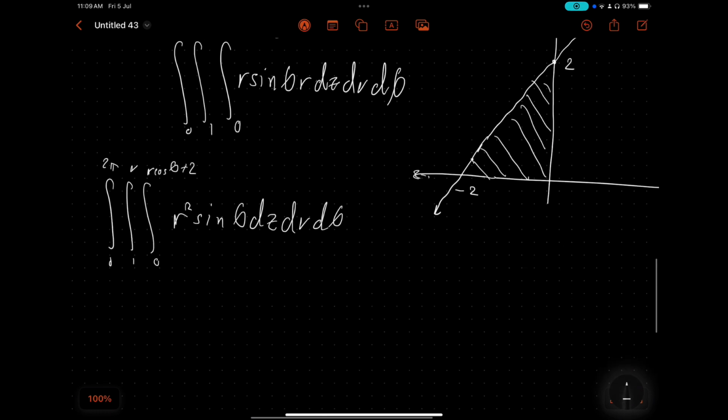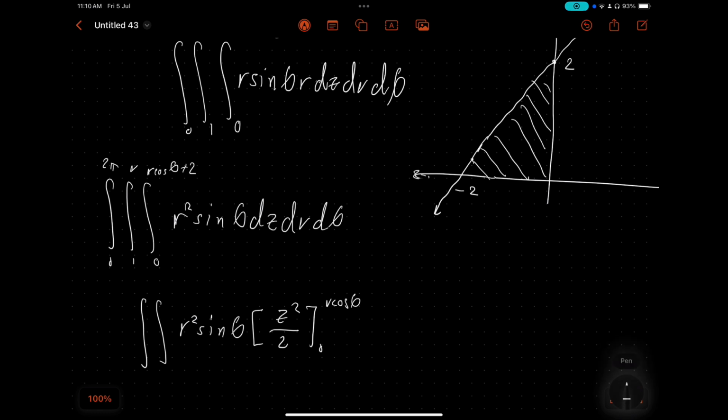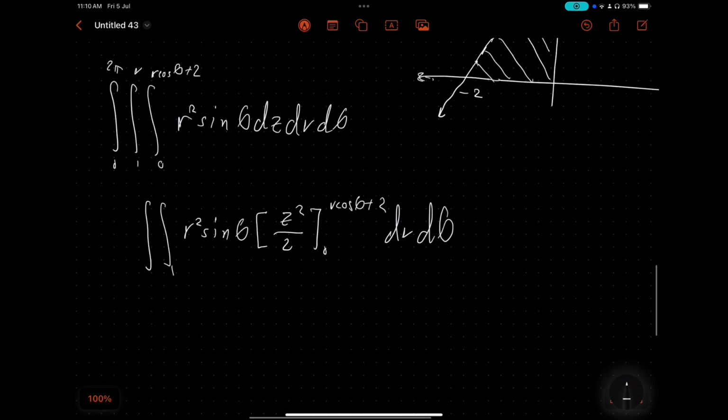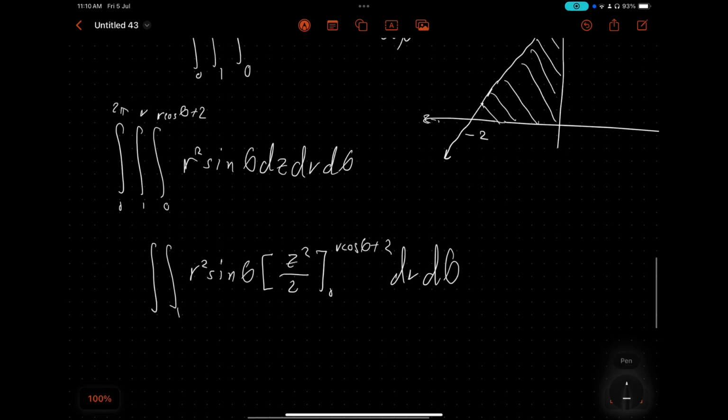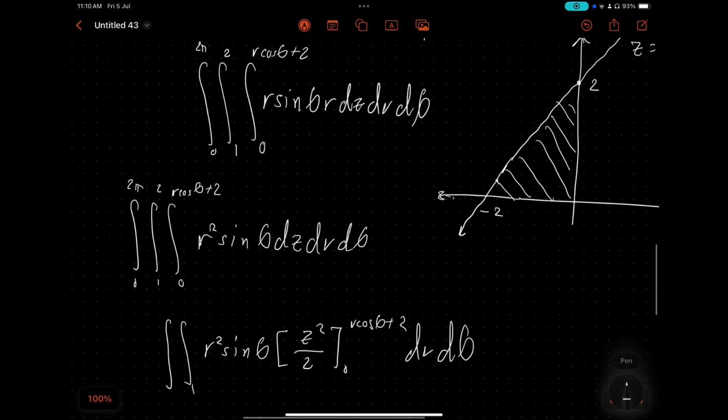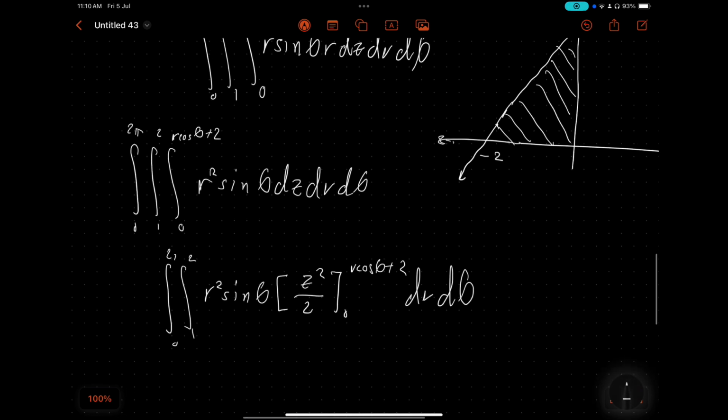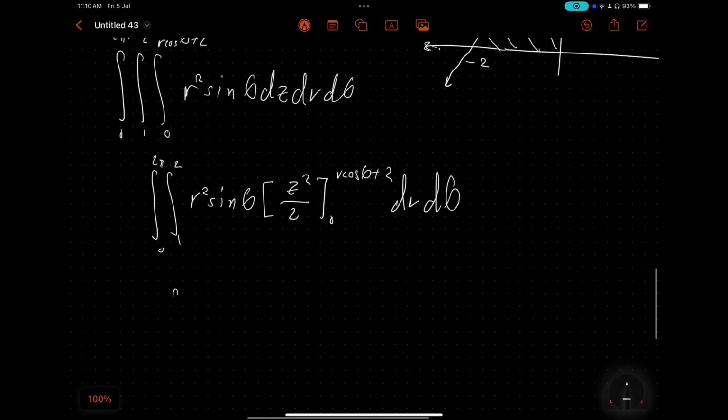Now we're going to integrate with respect to z, so it's basically two integrals. We have z times r squared sine theta, and then z squared over 2, evaluated from 0 to r cosine theta plus 2, dr d theta. That's our z. Now the limits for r are from 1 to 2, and theta from 0 to 2 pi.